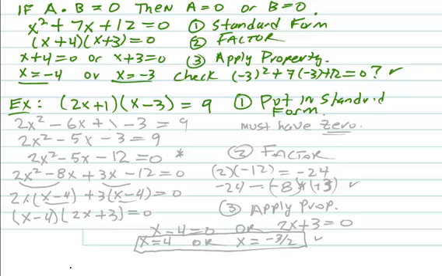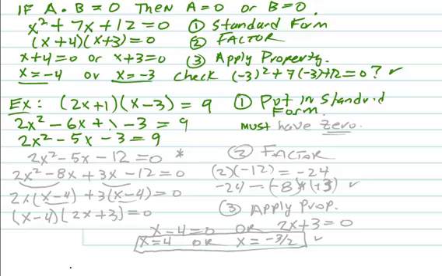Therefore, we need to use the distribution property on the left-hand side, and applying the distribution property, we'll multiply the first terms together. 2x times x gives us 2x squared. The outside terms, 2x times negative 3 is negative 6x. The inside terms, 1 times x is x. And the last terms, negative 3 times 1 is negative 3. And on the right-hand side, we still have 9. Therefore, we collect like terms, and on the left-hand side, we end up with 2x squared minus 5x minus 3 is equal to 9.